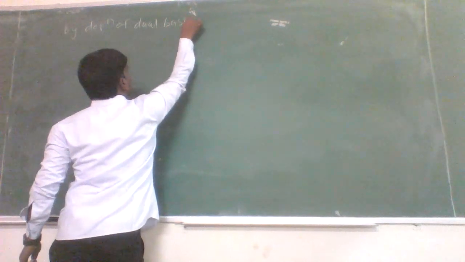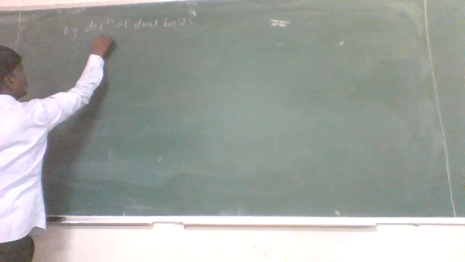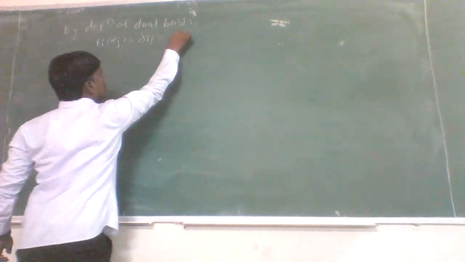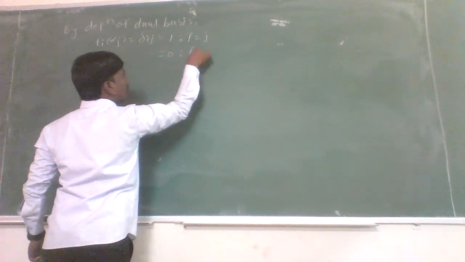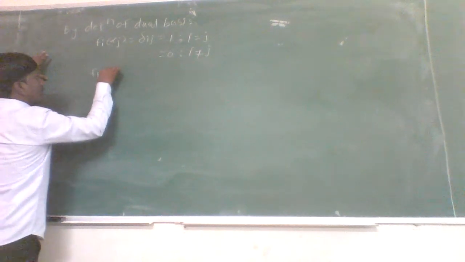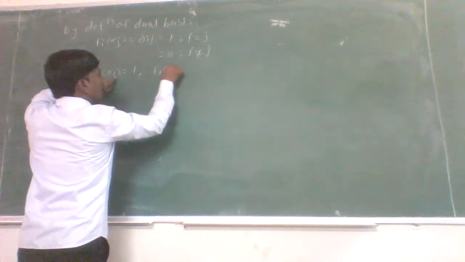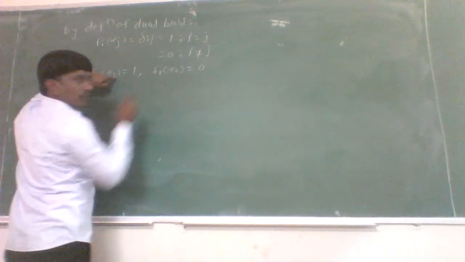by definition of dual basis, f i of alpha j equal to delta ij is nothing but 1 whenever i is equal to j and equal to 0 whenever i is not equal to j. So here we have two elements in the basis of the vector space R2 over R. Then f1 of alpha 1, as i is equal to j, will be equal to 1, and f1 of alpha 2 is equal to 0 since 1 is not equal to 2.